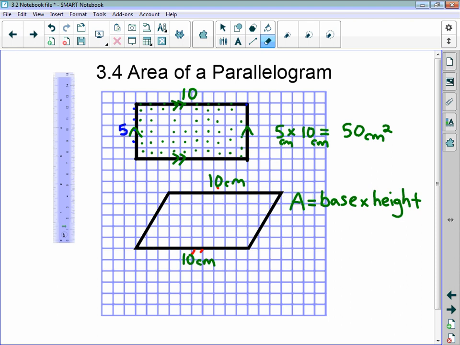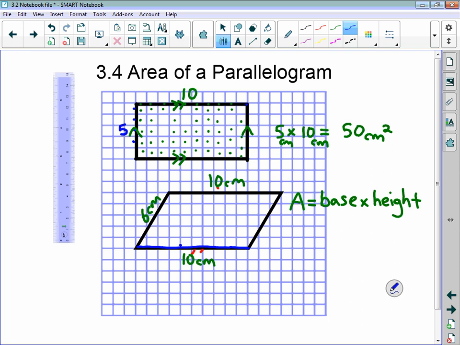6 centimeters is not actually how tall the parallelogram is. That's just the length of that one side. If we want to look at the height of it, we have to take from our base at the bottom here, this is our base, which is 10 centimeters wide, we have to take a line that goes 90 degrees or perpendicular from our base.